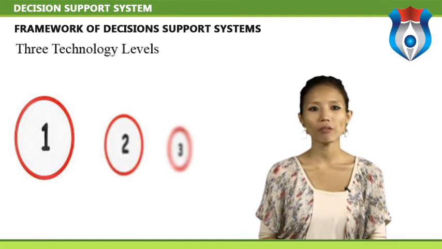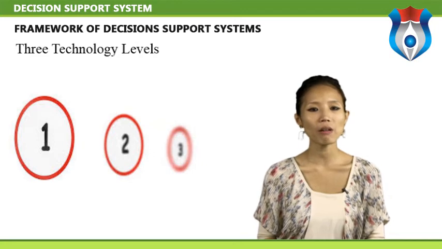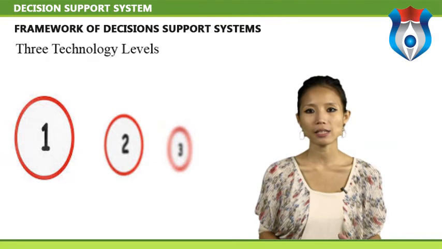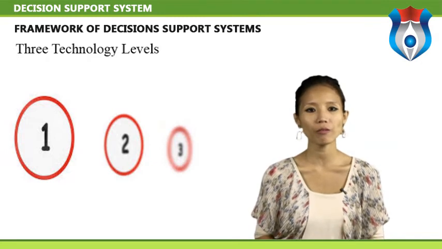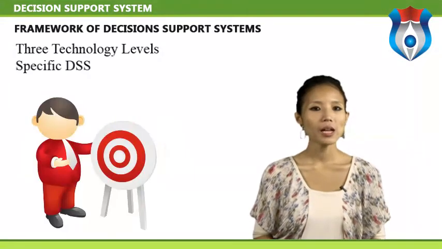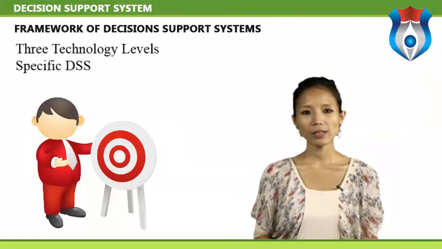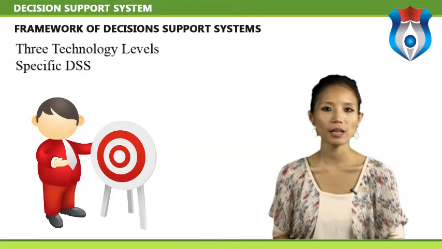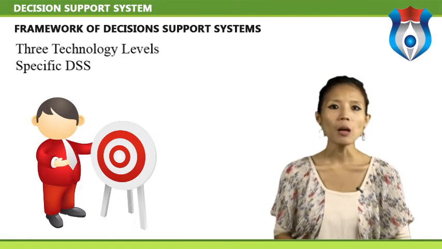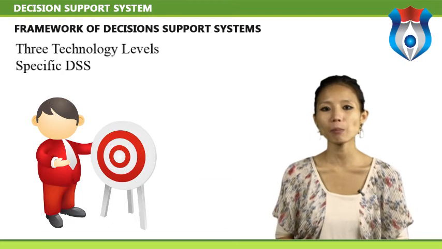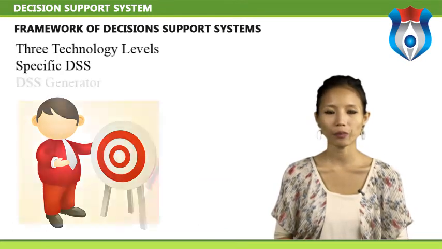Three technology levels. It is helpful to identify three levels of hardware or software which have been included in the label DSS. They are used by people with different levels of technical capability and vary in the nature and scope of tasks to which they can be applied. Specific DSS. The system which actually accomplishes the work might be called the specific DSS. It is an information system application, but with characteristics that make it significantly different from a typical data processing application.